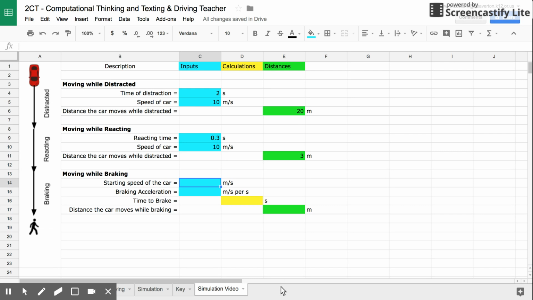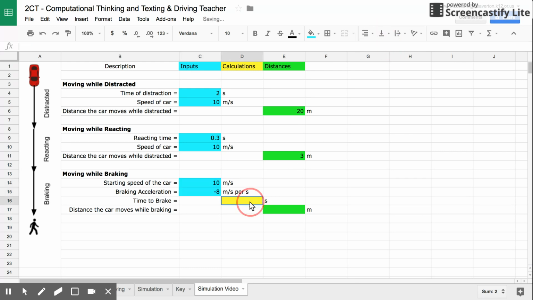All right. So now the starting speed of the car was 10. I could type in 10, but I don't want to have to redo that. So I'm going to hit equal sign and pull the starting speed of the car, which was in cell C5. The braking acceleration was something that we learned through research. This was -8 meters per second each second. So what that means is it slows down 8 meters per second each second. That's a typical range for a car. Okay, I'm going to right justify those.